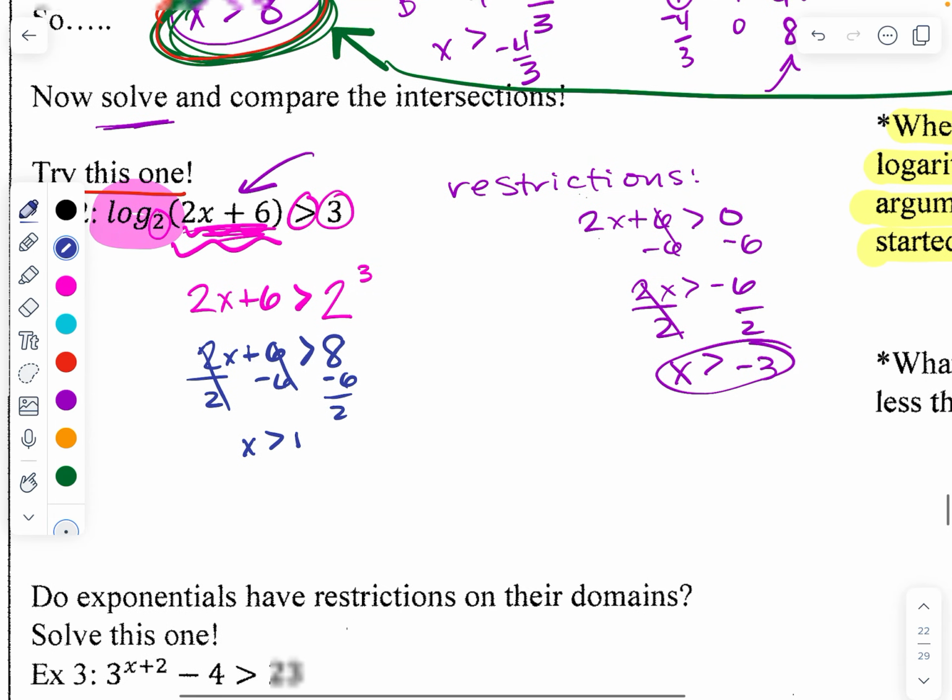So let's look here. Let's compare. So here's our restriction and here's our solution. If I put this on a number line, here's negative 3.